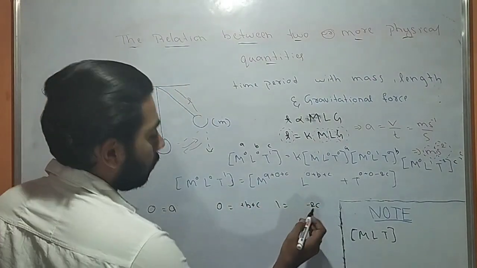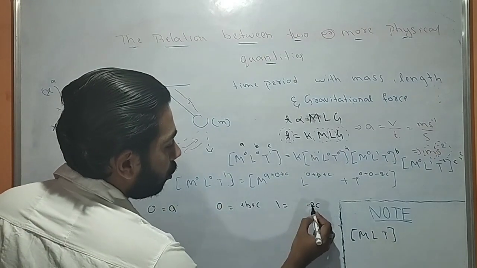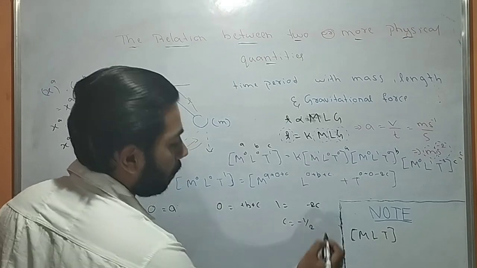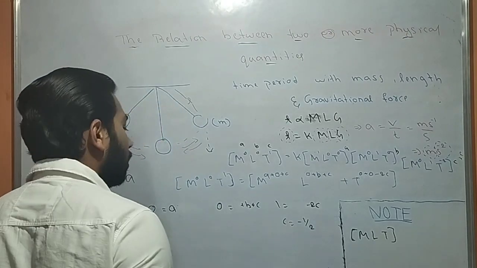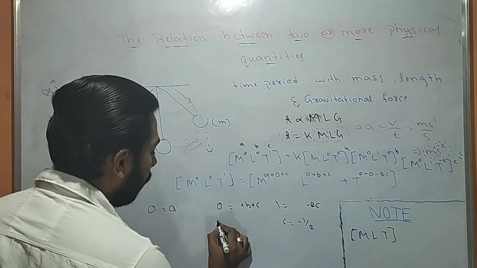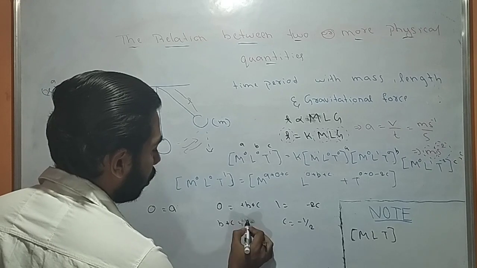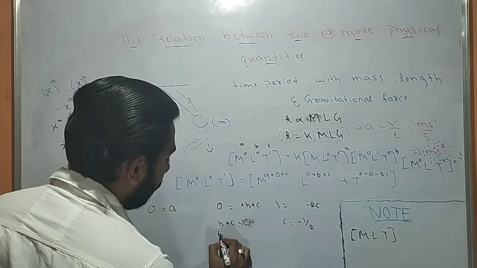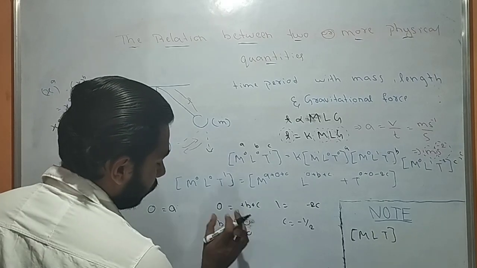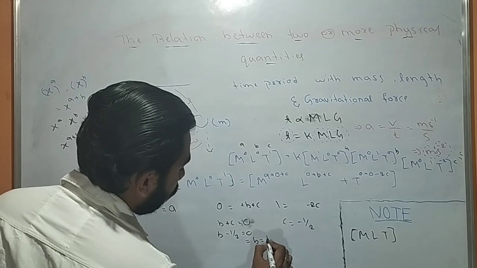Now we'll easily get the formula of C. How? Just transfer this 2 to the bottom. You will get minus 1 by 2. Okay. You have got the formula of C. Just substitute this C in this formula. You will get the formula of B. How? B plus C is equal to 0. Substituting this C here, B minus 1 by 2 is equal to 0. Now just shift this side to that side. You will get B is equal to 1 by 2.